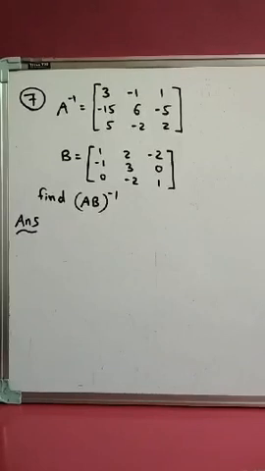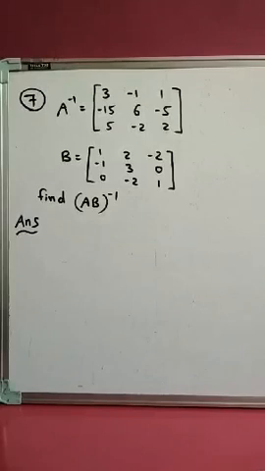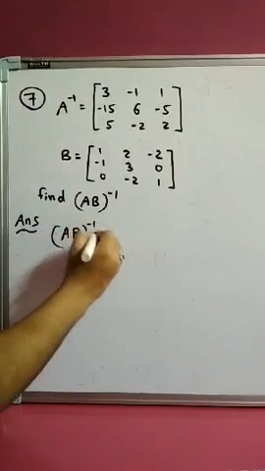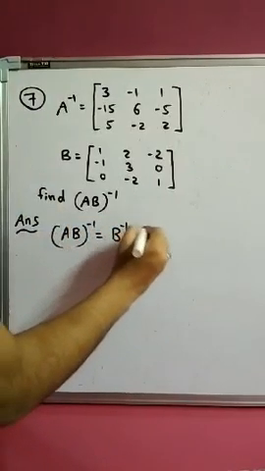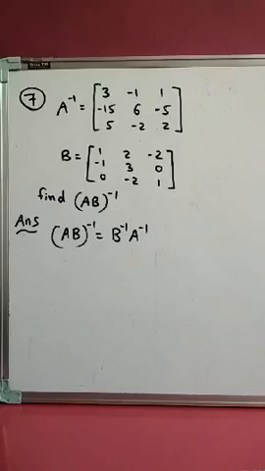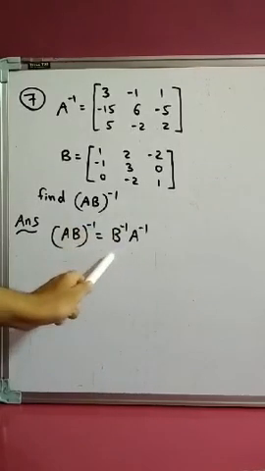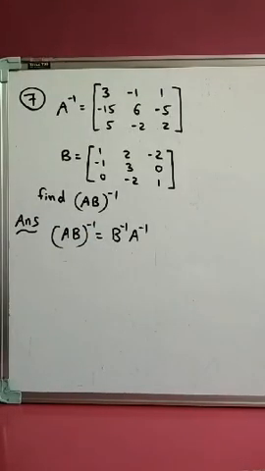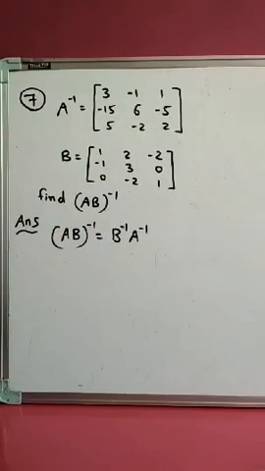So instead of doing that, we have one property. I hope you all know that (AB) inverse is equal to B inverse A inverse. We cannot write A inverse into B inverse. It is B inverse and A inverse only. Now what is easy for us is that A inverse is already given. We just want to find B inverse and multiply with A inverse.